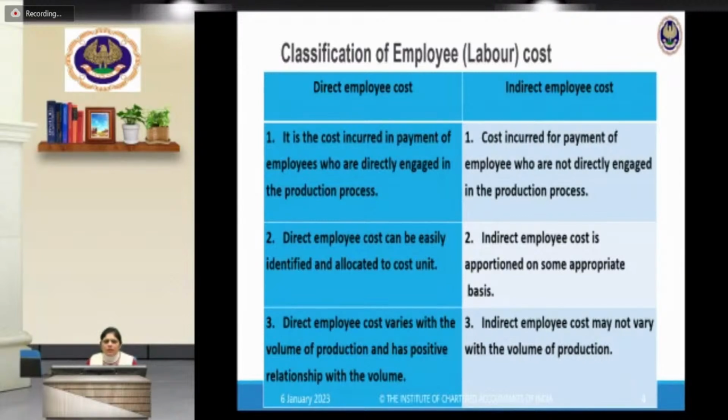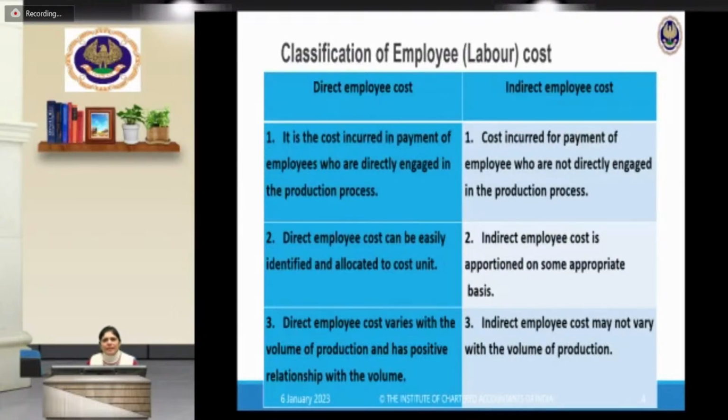All right. Direct employee cost can easily be identified and allocated to a cost unit. As we have discussed in material, the same way there is direct material and direct labor cost, which we can directly identify; it is directly attributable and directly allocated. So direct cost is always allocated. Direct employee cost varies with the volume of production and has a positive relationship with the volume. Volume means the output. For every additional unit of output we produce, there will be an incremental direct cost. Incremental means there will be an equal proportion of increase in the direct cost.